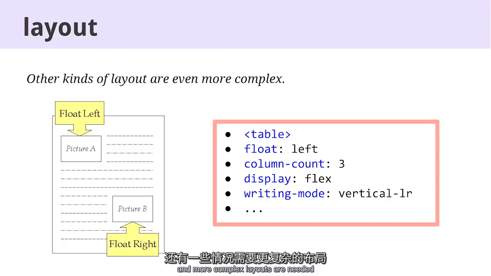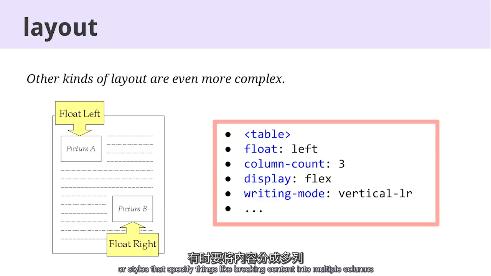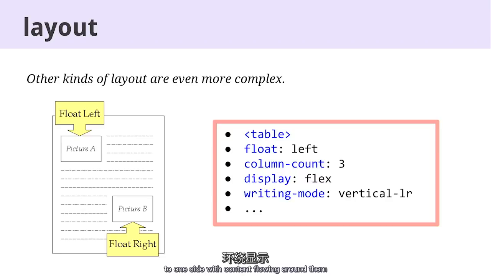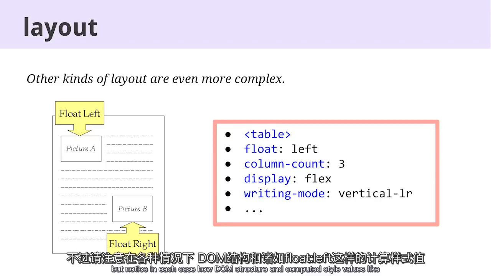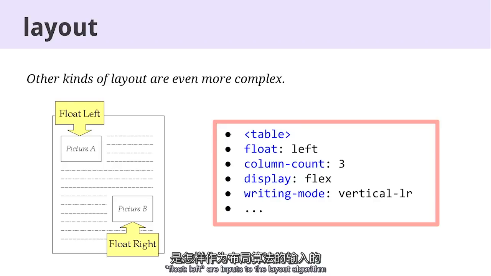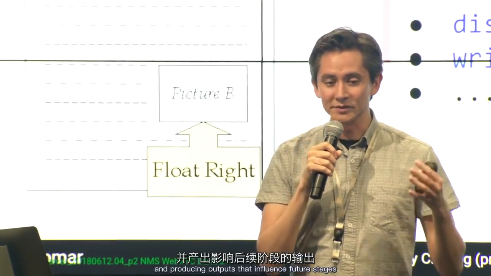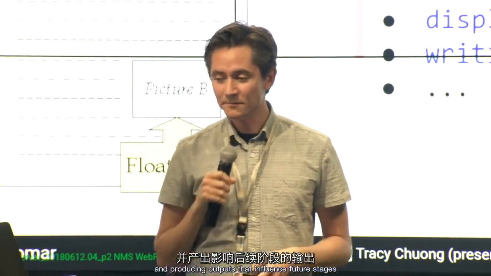And more complex layouts are needed for things like table elements or styles that specify things like breaking content into multiple columns or floating objects that sit to one side with content flowing around them, or East Asian languages that have text running vertically instead of horizontally. But notice in each case how DOM structure and computed style values like float left are inputs to the layout algorithm. So each pipeline stage is using results of the previous stages and producing outputs that influence future stages.